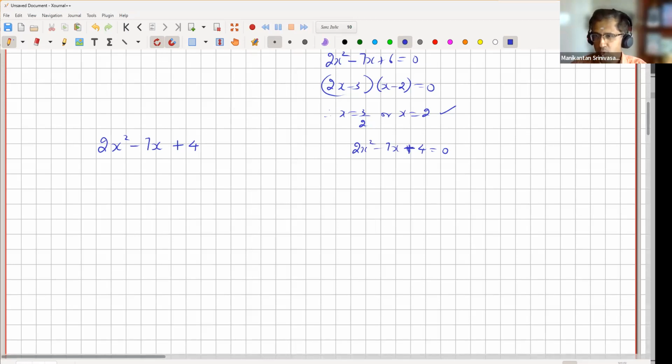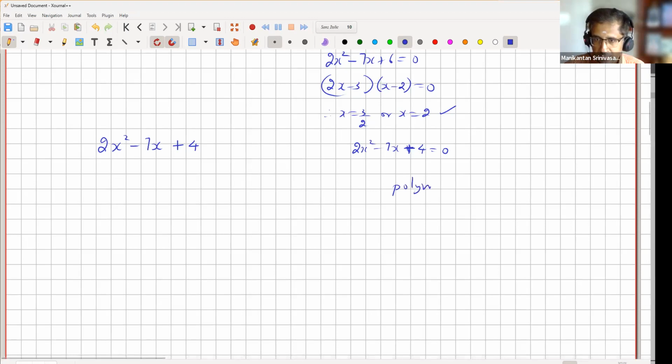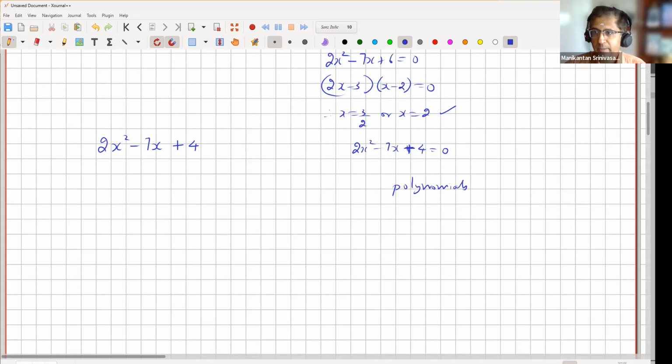Quadratic means x power is 2. Just to be clear, right? X power 1 is linear. The maximum power of x, if it's 2, then it's quadratic. The maximum power of x, if it's 3, it's cubic, and so on. Right? All of these fall under polynomials. So polynomial cannot have anything other than an integer power of x.